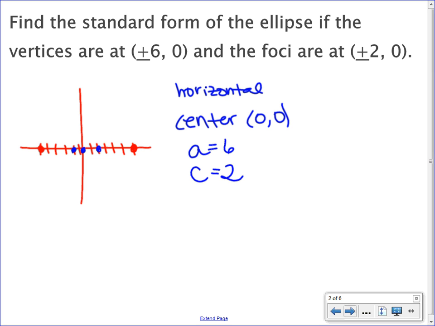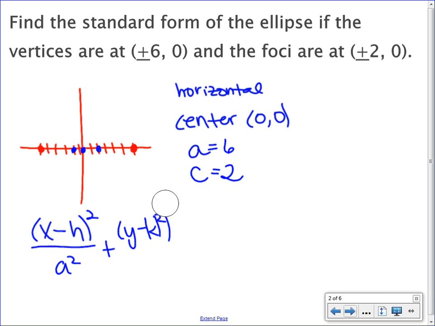Let's go ahead and write our general form for our standard equation. Since it's horizontal, we're going to have x minus h squared over a squared plus y minus k squared over b squared equals 1. So what do we need? We have H and K. We have A. We need B. We don't have B.